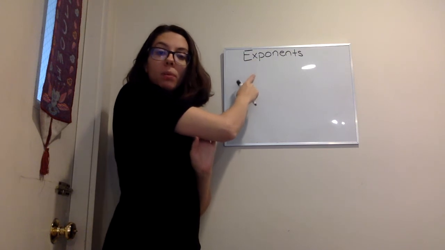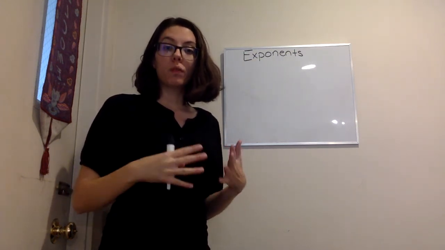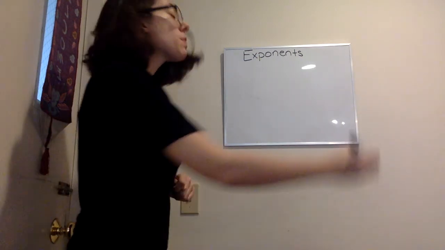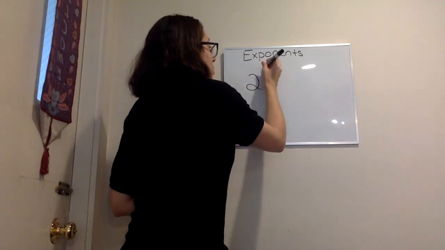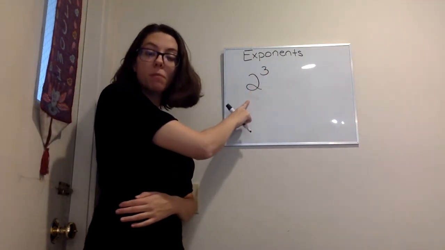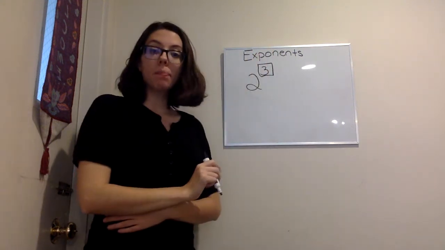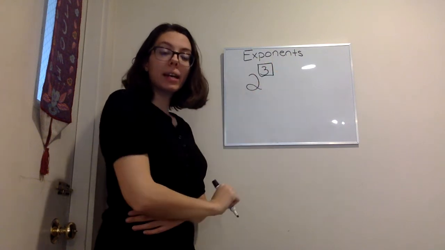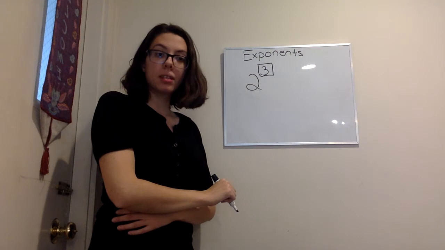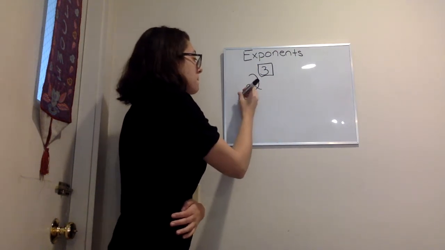So an exponent is a type of operation that you are going to see when you are solving different types of problems. So we're going to start with the number 2 to the third power. When you see this type of problem, this tiny number up in the upper right-hand corner of the number, this is what we call our exponent. This number down below is called our base number.